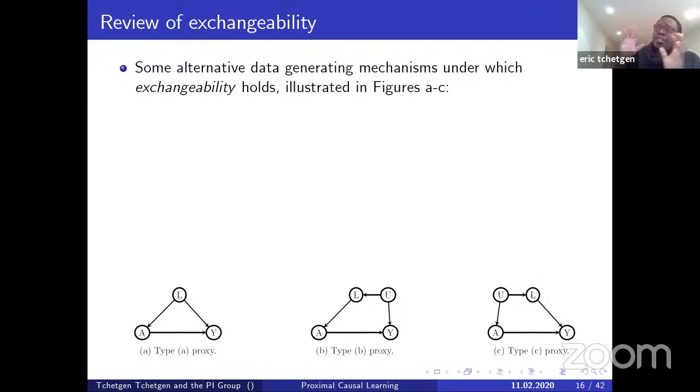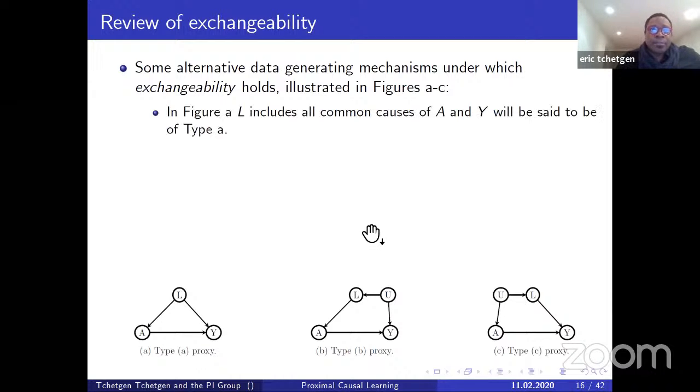If you're familiar with DAGs, they're very useful to understand under what conditions this assumption makes sense. So I'm going to present some alternative data generating mechanisms under which exchangeability holds, and these are illustrated in these three DAGs. In the first one, A is our treatment, Y the outcome, and L are measured covariates. In figure A, L includes all common causes of A and Y, and we'll sometimes refer to that as being a covariate of type A. Okay, and if you've measured L here, you have no unmeasured confounding because you can block all backdoor paths by conditioning on L.